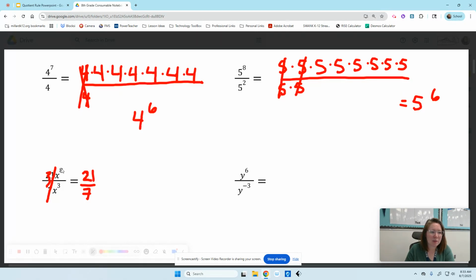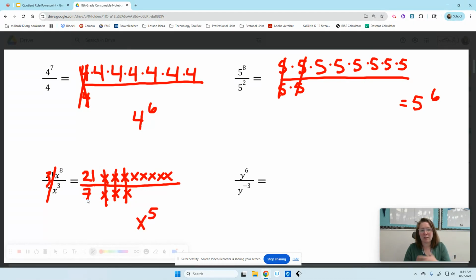Okay, x to the power of 8. 1, 2, 3, 4, 5, 6, 7, 8. On the bottom, there's 3 of them. 1, 2, 3. Now we can cross some stuff off. 1, 2, 3 of them got crossed off. 8 minus 3 is 5. 1, 2, 3, 4, 5. So we have x to the power of 5.